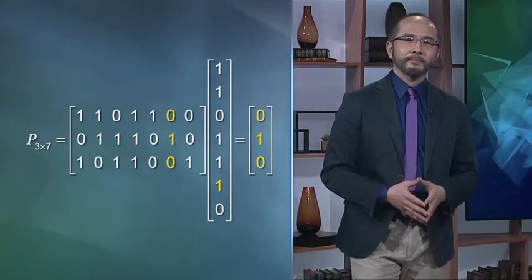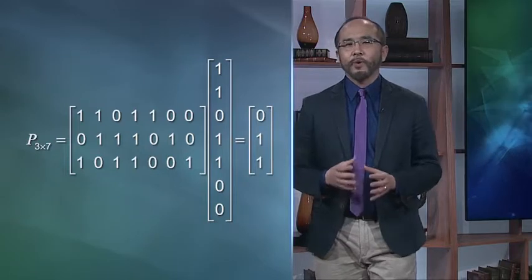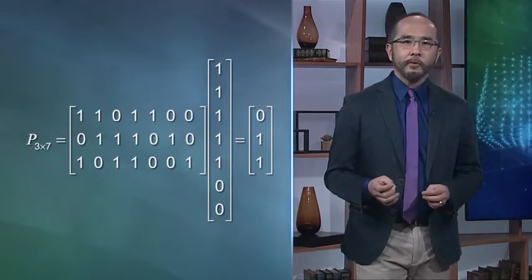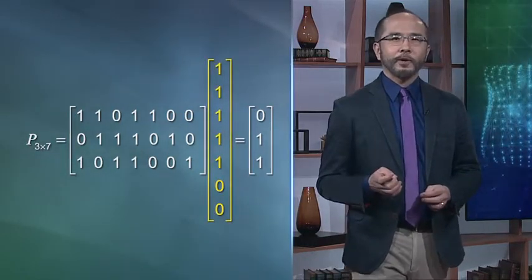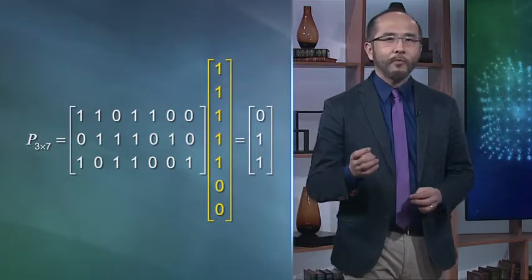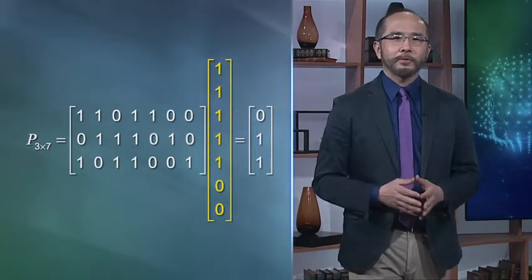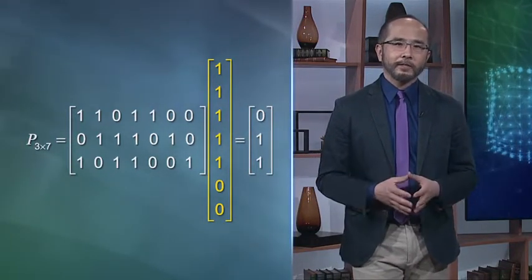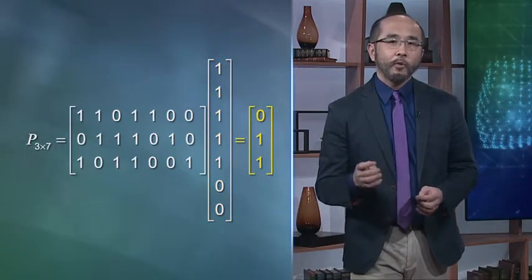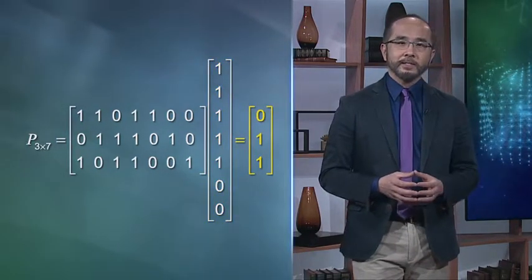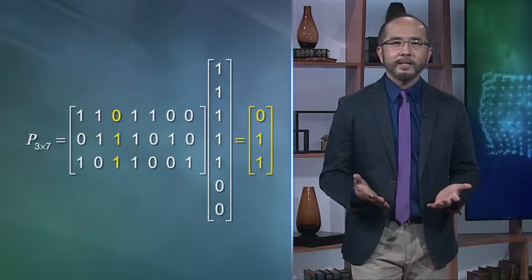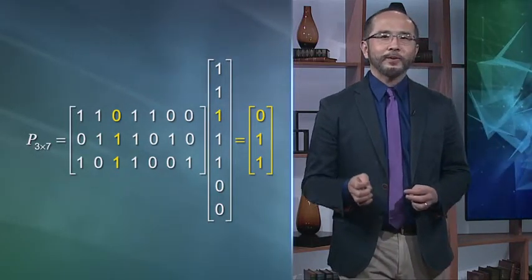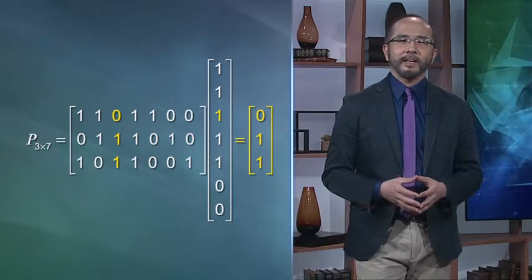Pretty neat, right? Let's try this again with 1101100 and now corrupt the 3rd entry. So it is now the corrupted code word 1111100. If you multiply P times this as a column vector, you will get the column vector 0, 1, 1. This, if you check, is just the third column of P. So it must be the third entry of 1111100 that is incorrect. And indeed it is.